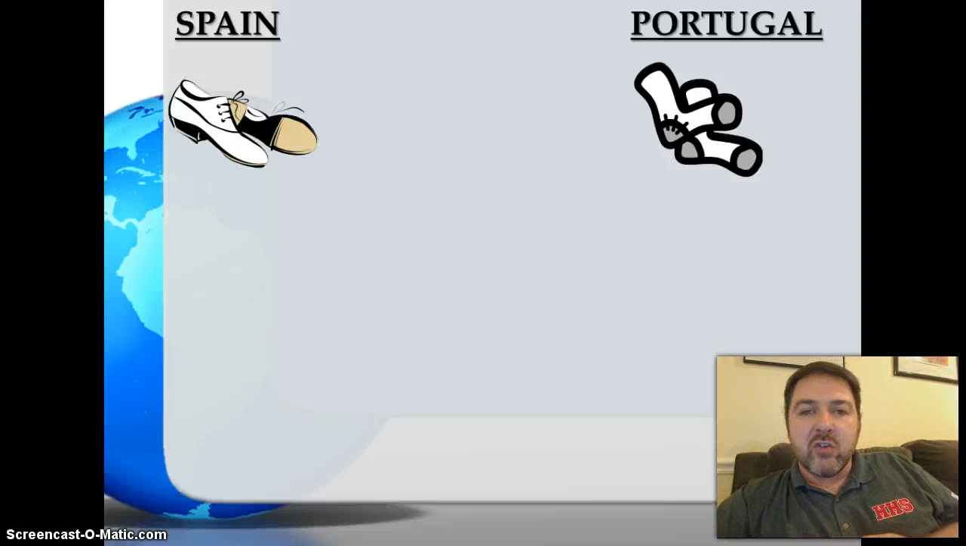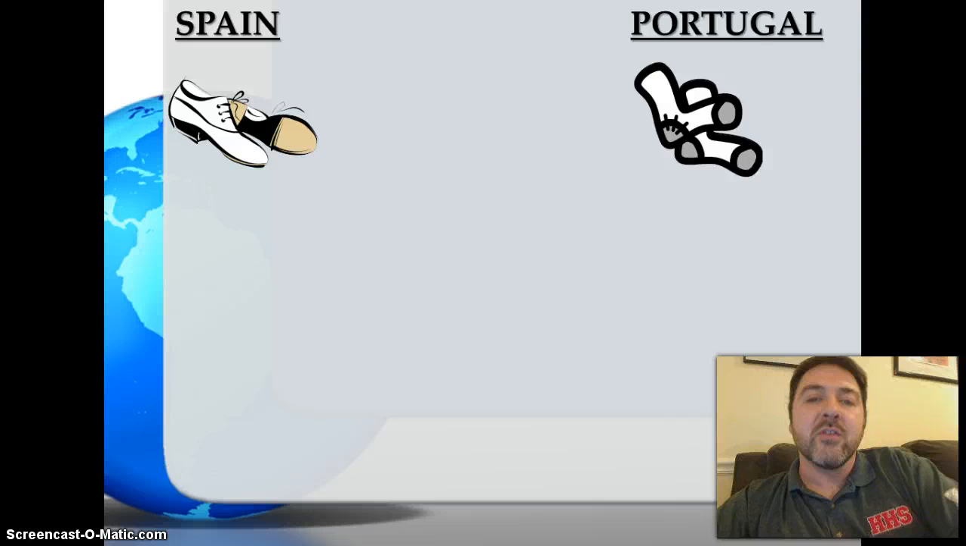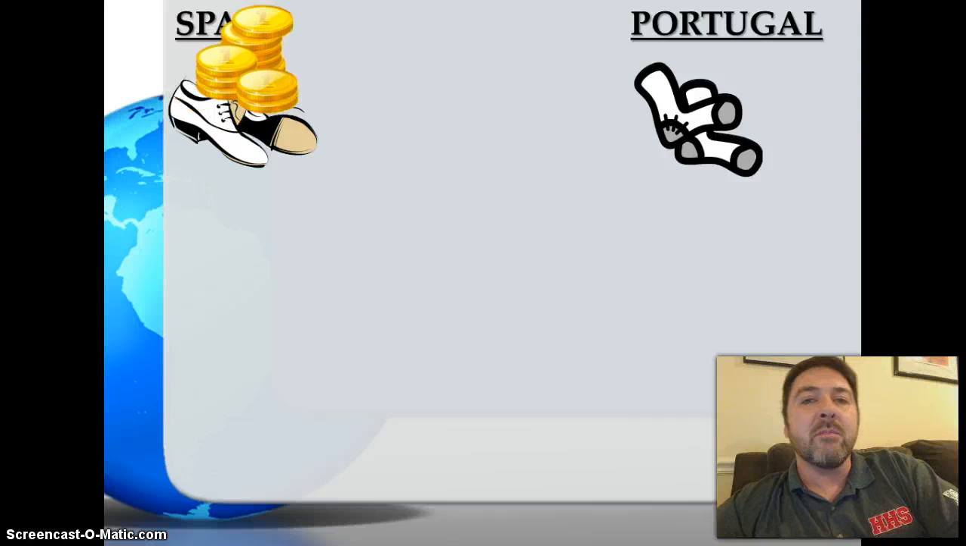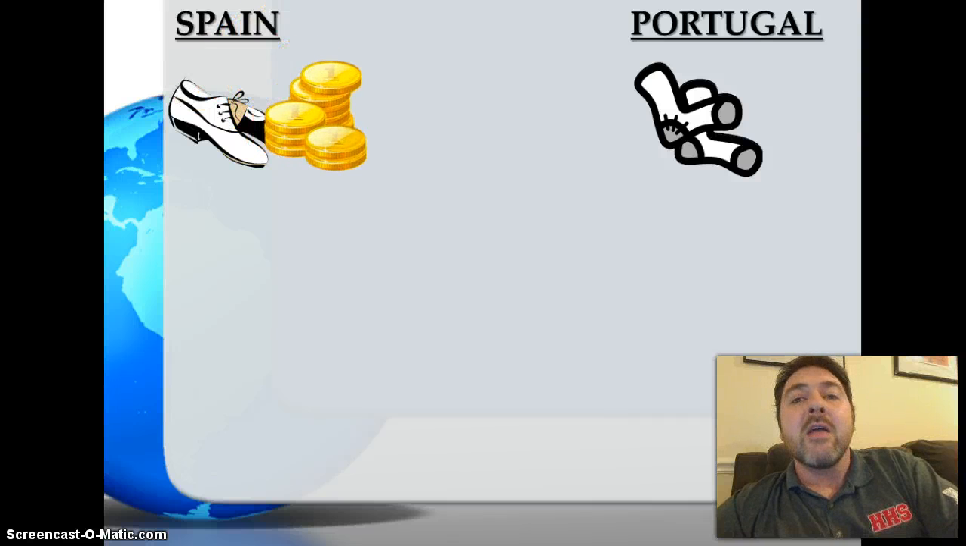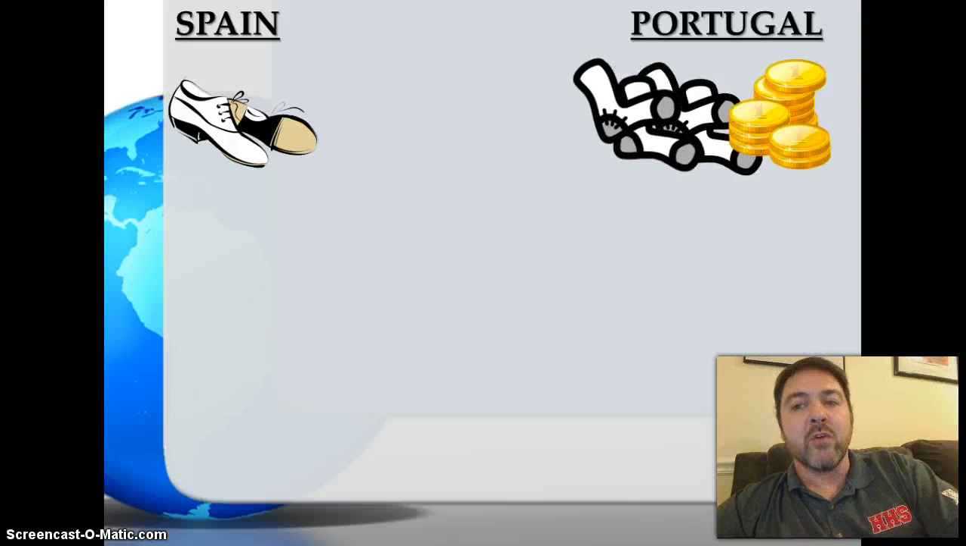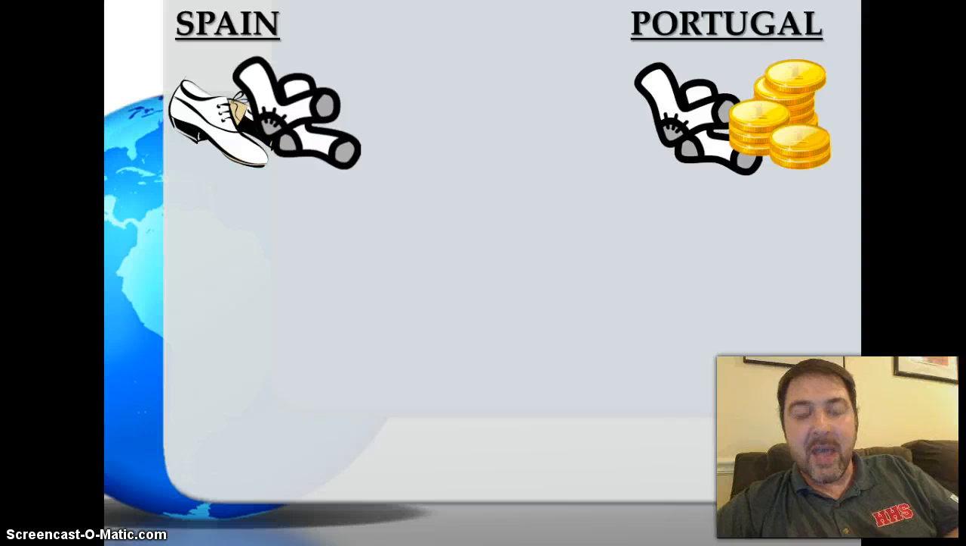Let's imagine a situation where Spain only made shoes and Portugal made socks. And people in Spain were getting blisters on their feet because without socks, the shoes were rubbing up against their feet. In our world today, Spain would simply take some of its money, send it to Portugal, and Portugal in return would send socks to Spain. Seems normal to us today.